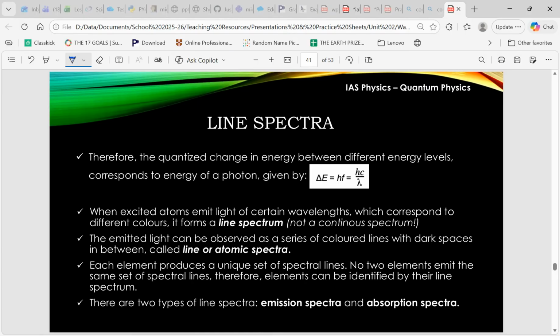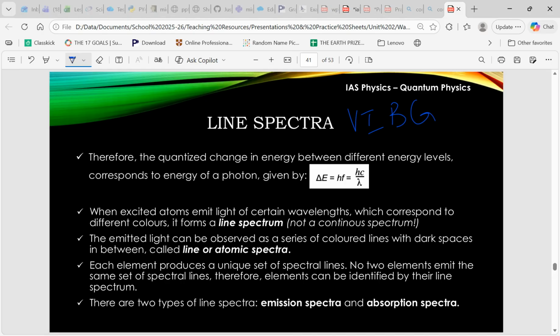So we have learned previously about the electromagnetic spectrum. What is the electromagnetic spectrum? We have seen it many times since IGCSE: it is basically a collection of all the frequencies that exist within the electromagnetic radiations, and when we arrange them in order of increasing frequency or increasing wavelength, we get a whole spectrum of the electromagnetic radiations. Within that spectrum, we have the visible light spectrum, and in the visible light spectrum we have different frequencies corresponding to different colors.